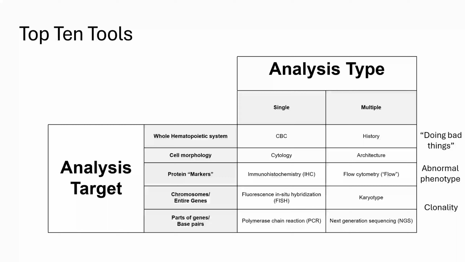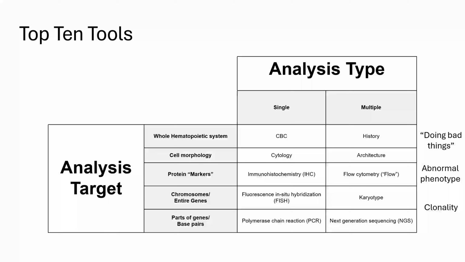If we look at these top 10 tools, we can actually compare them to the initial three characteristics that I mentioned before: doing bad things, abnormal phenotype, and clonality. And we can see how each row can correlate to one of the features. CBC and history help us prove that a process is doing bad things within the patient. Cytology and architecture can also prove that it's doing bad things if it's taking over a place where it should not be taking over. Now, abnormal phenotype, we can see with immunohistochemistry or flow cytometry.